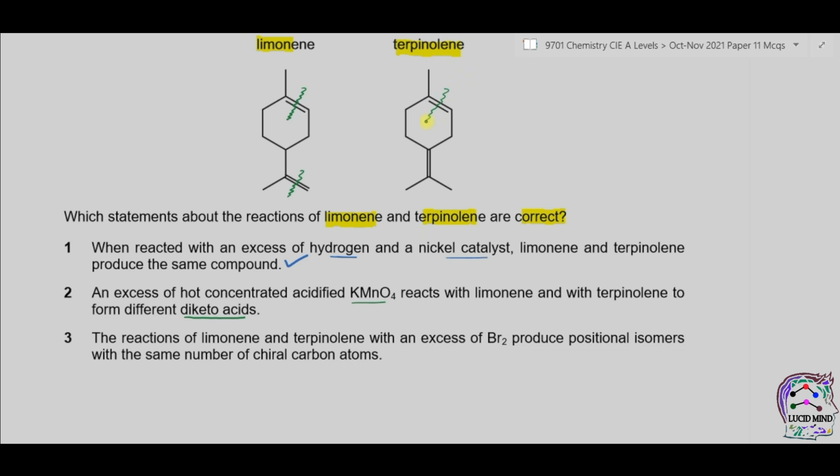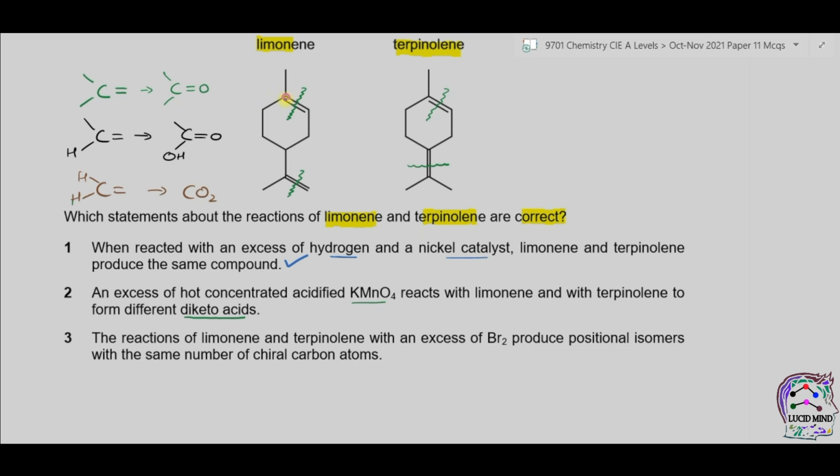to form different products. If the carbon involved in the double bond is attached to 2 alkyl groups, it will form ketone. If the double bonded carbon atom is attached with 1 alkyl group and 1 hydrogen, it is first oxidized to aldehyde and then further oxidized to carboxylic acid. If the double bonded carbon is attached to 2 hydrogen atoms, it will be converted into CO2. Let's look into the structure.